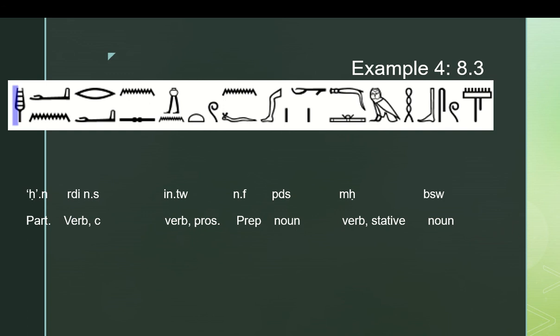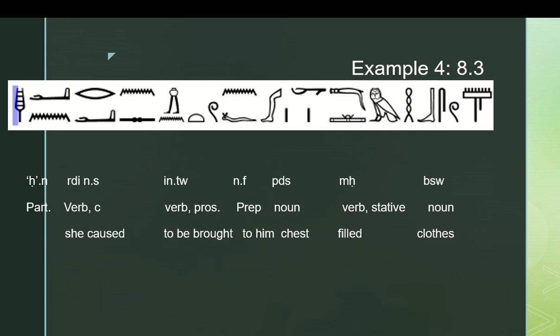NF is, of course, a prepositional phrase. Pedes is a noun, not a super common one. It means chest. Mech is a stative verb. And besu is another noun meaning clothing. Now, actually, I believe, yes, this is a typo. This, yeah, you can have a, I'm sorry, there is no typo. I briefly confused myself. Again, you can see this stuff is confusing.